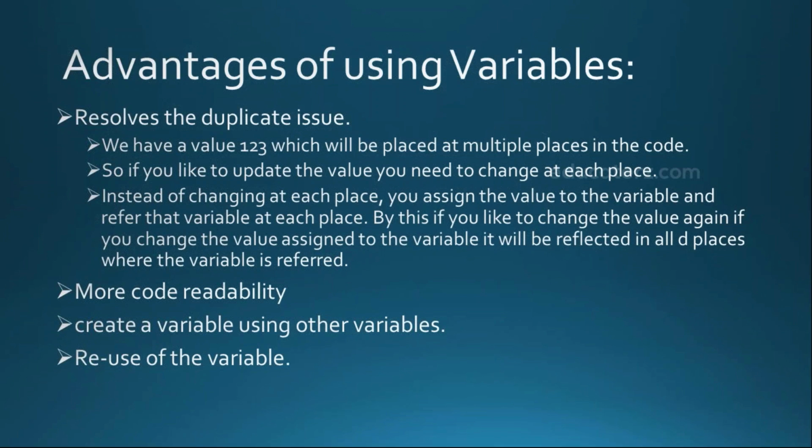And we can also create a variable using other variables. Let's say I have a variable called first name equal to JavaScript and the last name as tutorial. I want to build a variable called full name. I can build the full name by concatenating these two variables, which will generate the value for the third variable called full name.